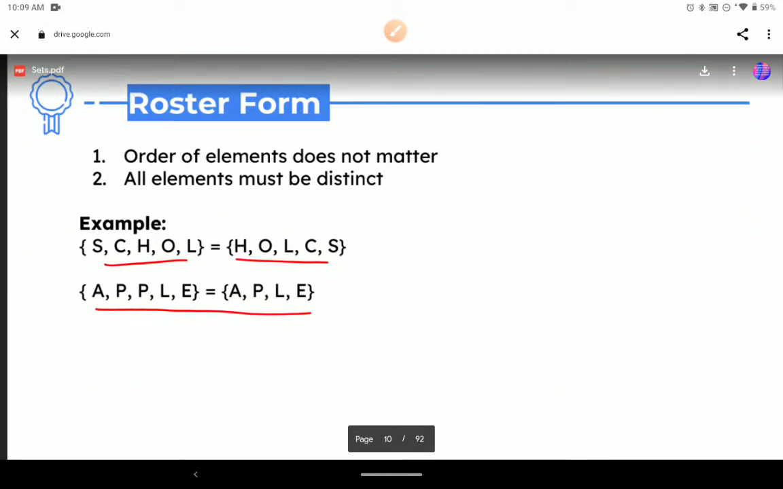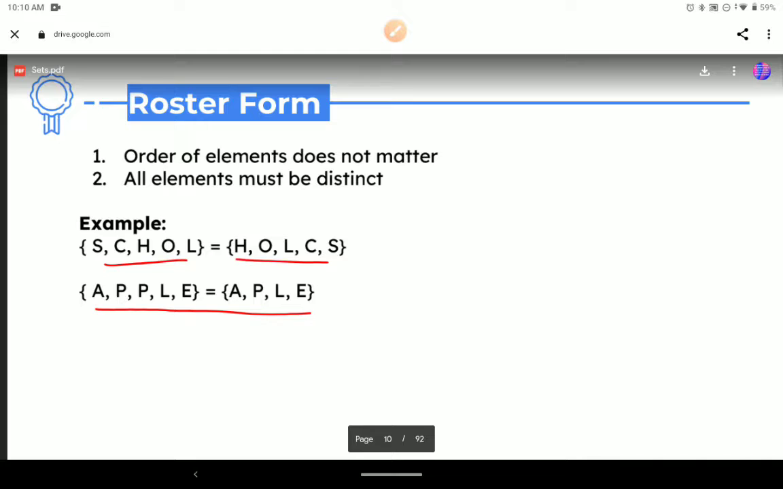Next, the properties of roster form. First, the order of elements does not matter at all. Second, all elements must be distinct, right? For example, take the word SCHOOL; in this word, these are the letters present. If you reverse them, no matter in which order you write them, it doesn't matter in roster form. So this is the first point, and this example relates to the first point. And the second example relates to the second point, which is that all elements must be distinct.